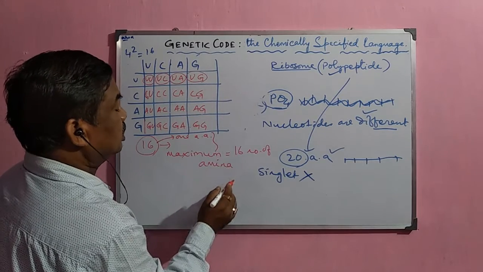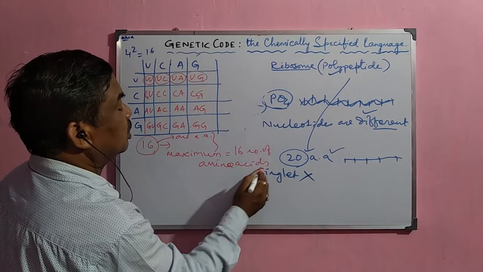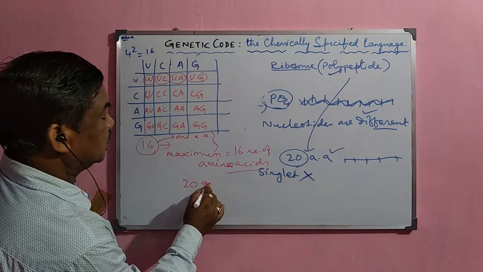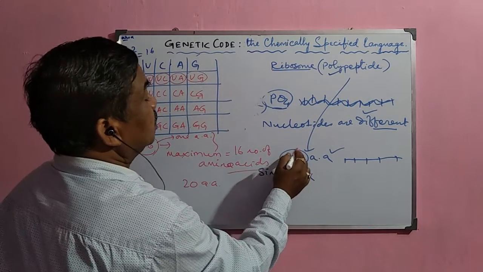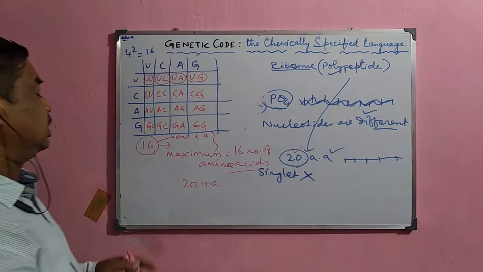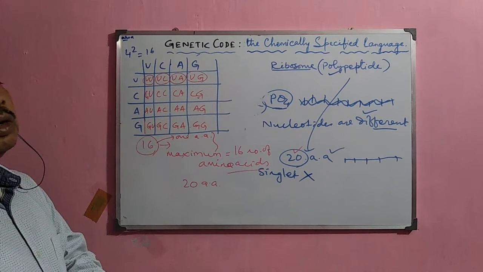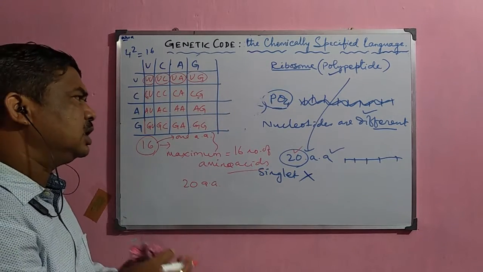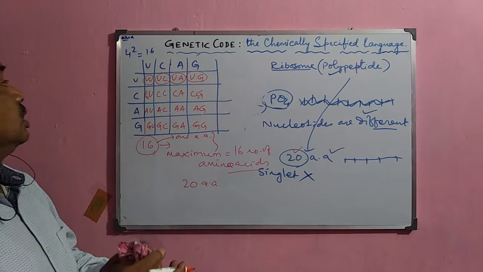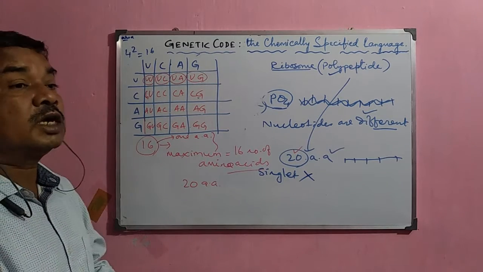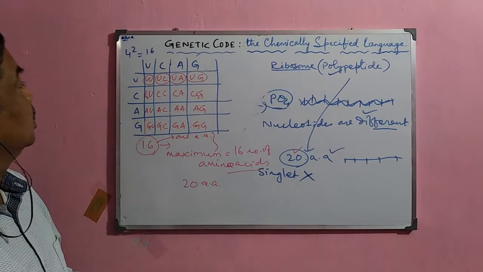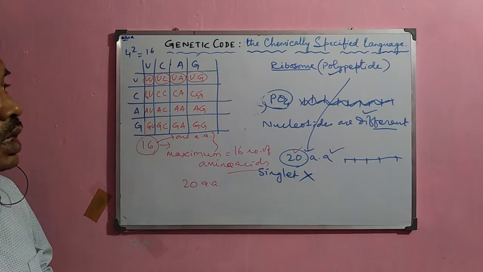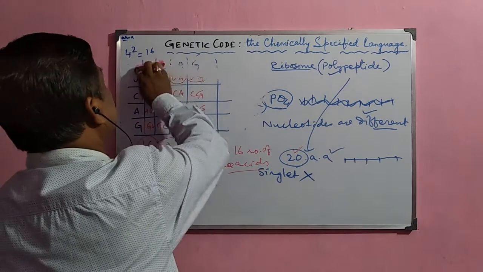So if 16 amino acids can be coded, but there are around 20 amino acids present in the polypeptide chain, then this doublet code also cannot code all the 20 amino acids to form the polypeptide chain. Now the question arises, if this is not possible, then the next option is the triplet code. If they form the triplet code, then how many amino acids can be coded? We shall now see it.